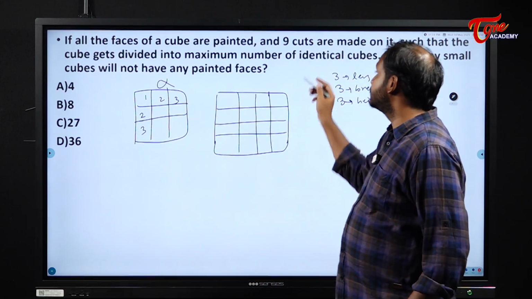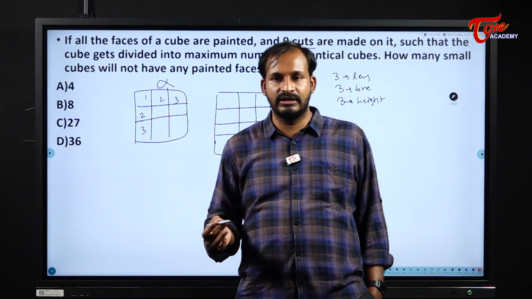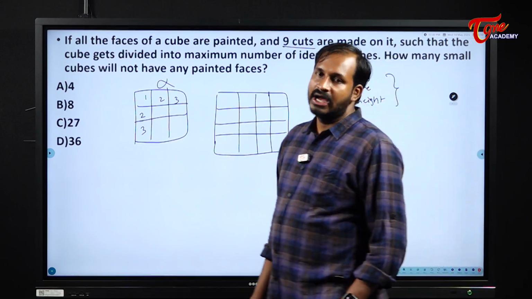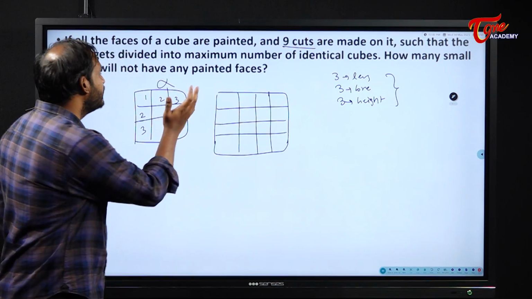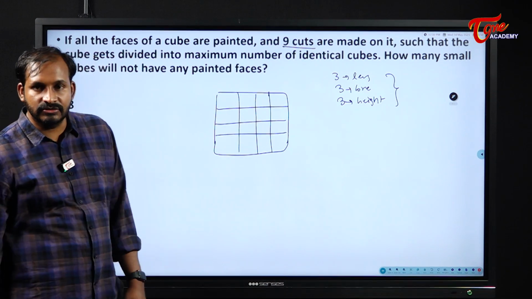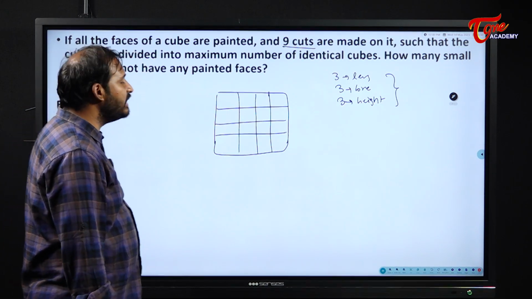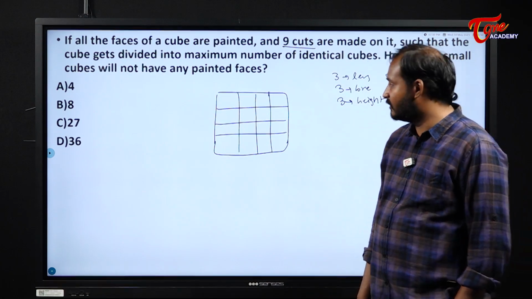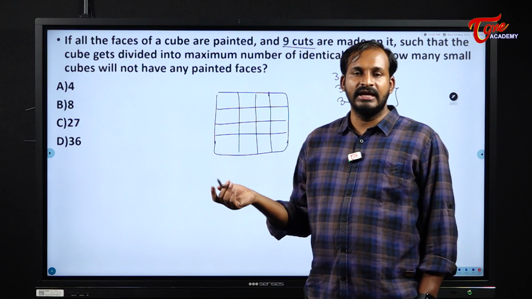But here they clearly mentioned that 9 cuts. To get the maximum number of identical ones, definitely how I should divide them? I should make 3 cuts along length, 3 along breadth and 3 along height. Understood? So this is the case. When you make 3 cuts, it will be divided into 4 equal cubes. Understood? Right. Next, this is the one. How many small cubes will not have any painted faces? Tell me which cubes will not get paint? The middle cubes. So here actually you need to find all the remaining 3 and then total.